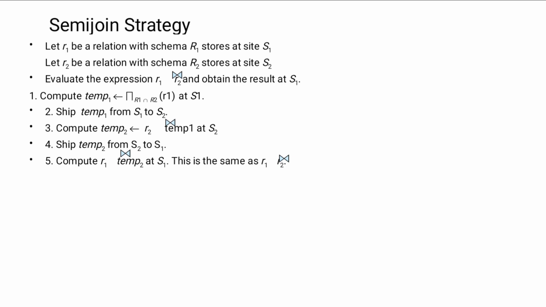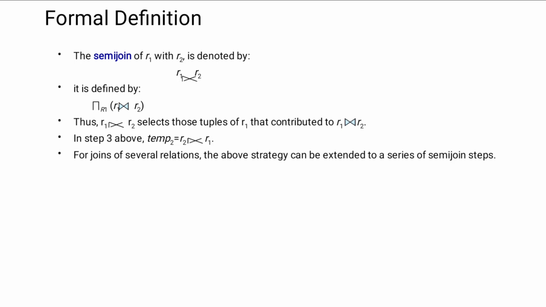After that, we have to compute the temporary 2 relation. In that, we are going to join relation 2 with temporary 1. Then we have to transfer temporary 2 relation to S1. After doing all this, at last we can compute R1 semi-join temporary 2 at S1 itself. That is similar to R1 join R2. The semi-join can be denoted like this: the join symbol, with one side of it not closed.